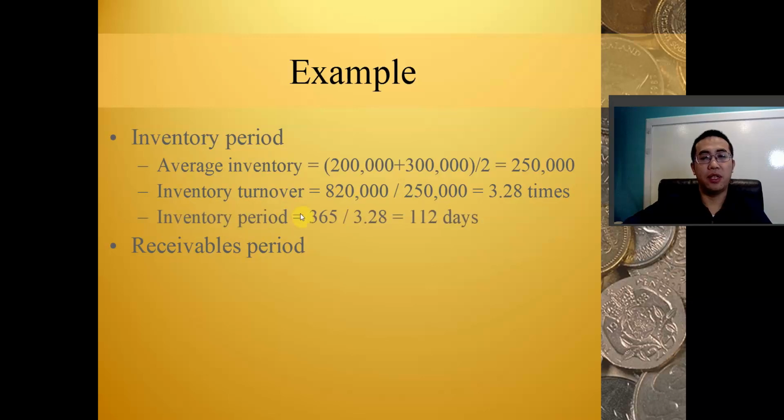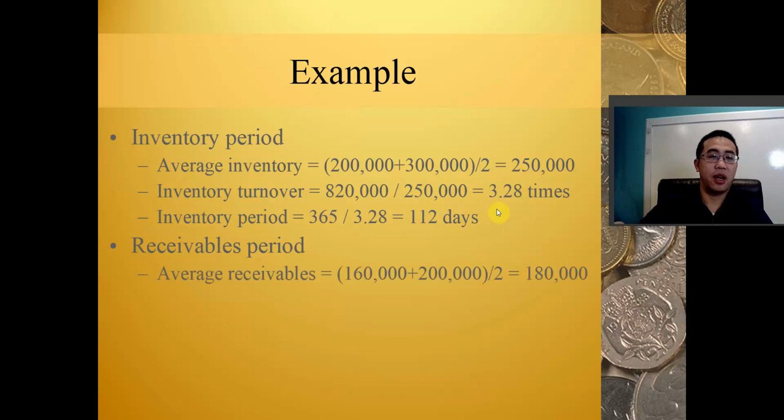And then you use the number of days in a year divided by this turnover ratio. So if during the whole year it got replaced roughly 3 times, then it takes about 1/3 of a year to replace it once. The exact number is 112 days, from 365 days in a year divided by 3.28 in turnover, or times of replacement. So it takes 112 days to replace your inventory just once.